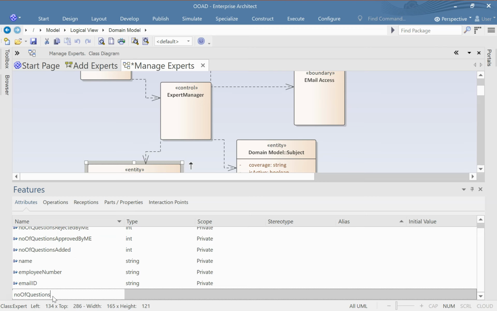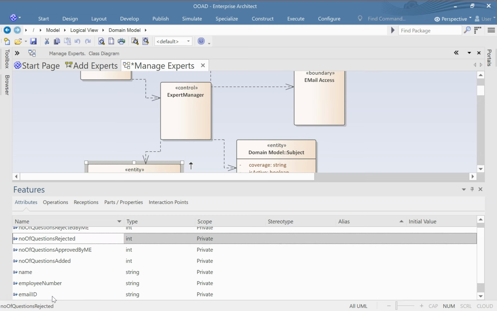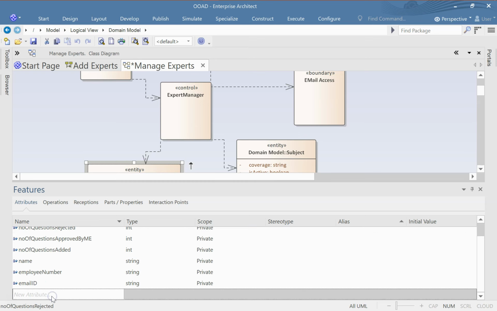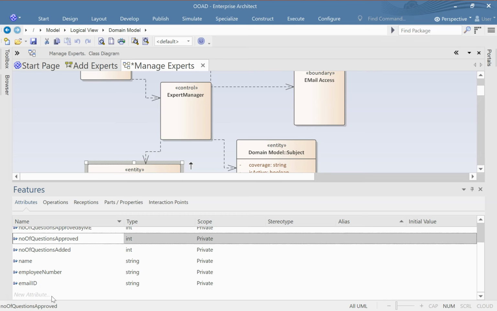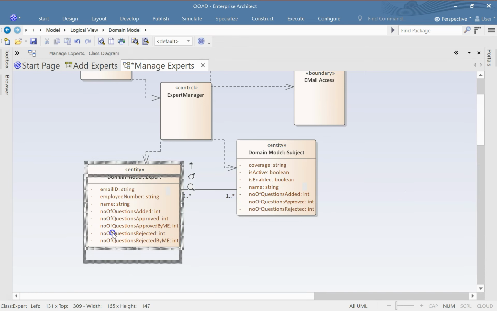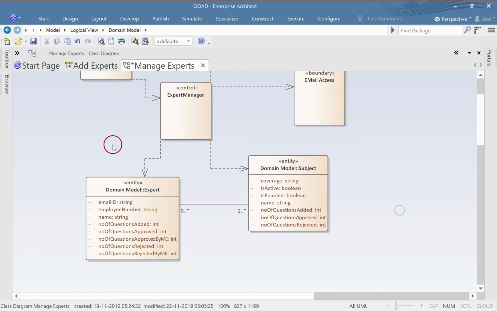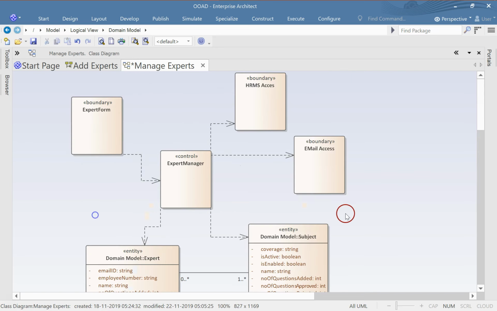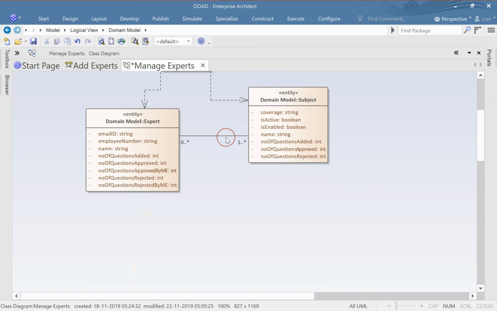Okay, so number of questions rejected. So number of questions which I added but which got rejected. Number of questions approved. Again, my questions being approved. Again, if we keep thinking about these things, there will be some additional properties that we may discover, which may not directly be related to this use case, but once you think of it, you might as well add it.